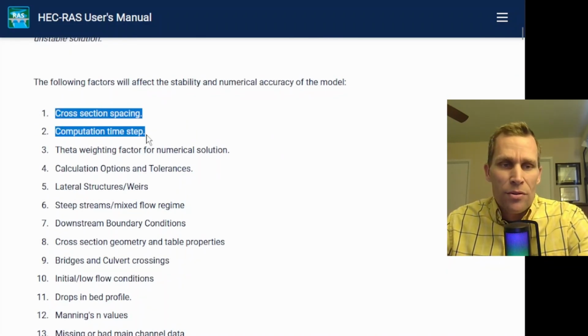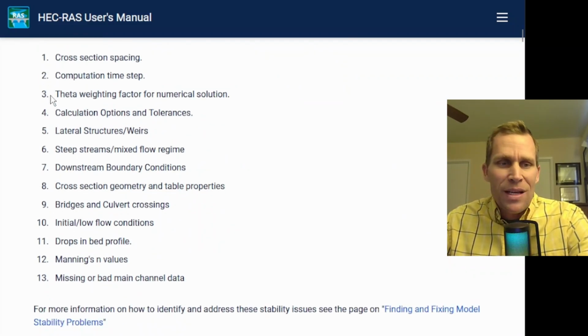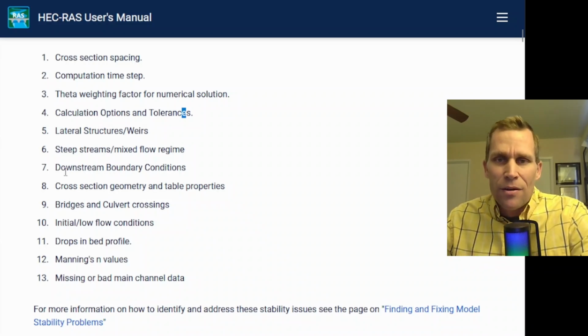All right, in the previous part, part one, we talked about the first two methods of dealing with instability, which was one and two right here, cross-section spacing and computation time step. From here on out, we're going to be dealing with the other factors in the model that could improve model stability and/or accuracy, starting with number three, theta weighting, number four, calculation options, and so on. So in this lesson, if I refer to a list, on to number three, on to number four, I'm referring to this list right here.